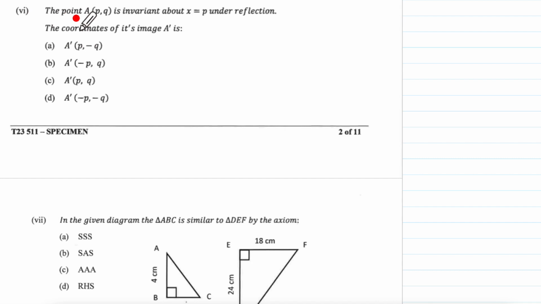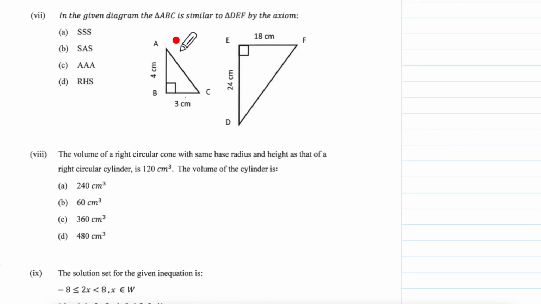Okay. Let us come to the sixth one. The point A(p, q) is invariant about x equal to p under reflection. Now the coordinates of its image A dash: if it is invariant, do you think it's going to change its coordinates? No. So if this is A, then A dash also will be the same. Where is it? Can you see that? Okay, so this is the answer. I've already shown you how to write your answers. Let us go to the seventh one.